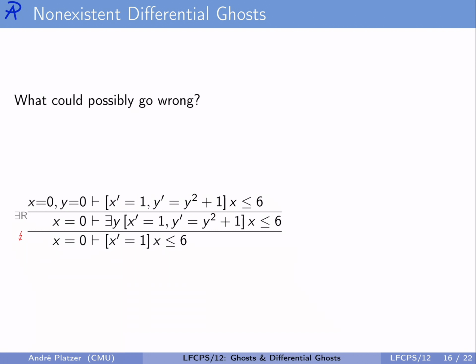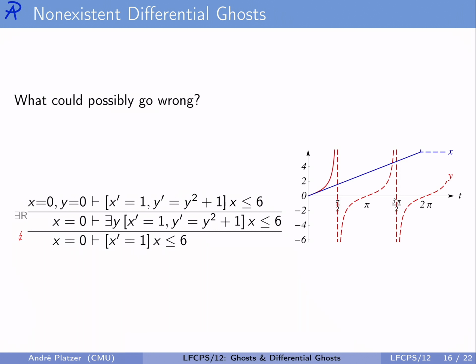equals y squared plus 1, and then this is actually a valid formula even if that is not, and that's really bad because y prime equals y squared plus 1, starting from y equals 0, has as solution the tangent function. And why is that complicated? Well, because the tangent function explodes in finite time, whereas the original x prime equals 1 does not. And indeed, this is only possible because this is a nonlinear function in the new variable y. Explosive ghosts stop the world.